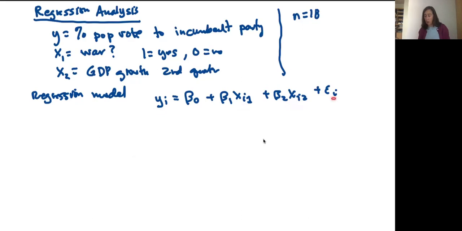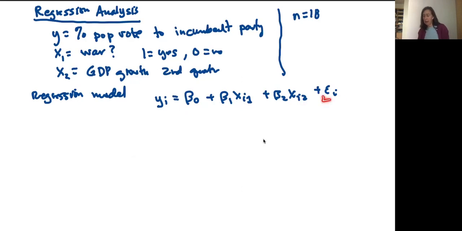Okay, so each row would correspond to a value of i. Some of the other things that are going on in here: like most regressions, it has what we call a constant term, something that's not being multiplied by an independent variable. And so what you would think beta 0 would represent is the percent popular vote share to the incumbent party when we're not at war, when x1 equals 0, and when x2 equals 0, and GDP is just not growing or shrinking there. So we usually put those in our regressions.